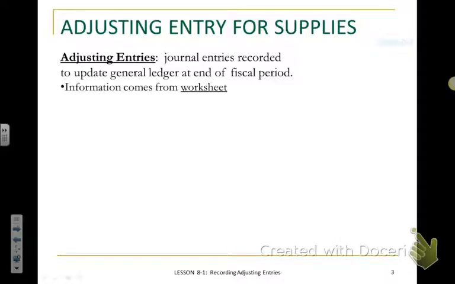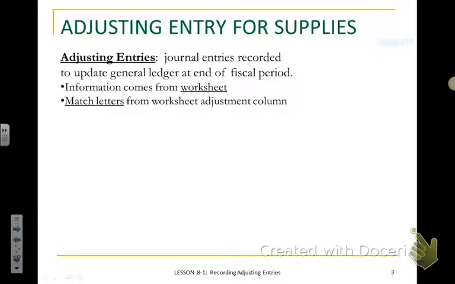Okay? So all of our information for these entries that we're going to do is going to come from our worksheet. It's going to come first from the adjustments column in our worksheet. Okay? And somebody asked me on their test, they had noticed that I had written the little A's and the little B's. Okay? We kind of got a little away from the A's and the B's because Applia doesn't allow you to do the A and the B in the entry on Applia.